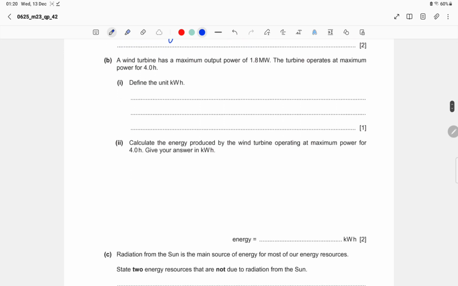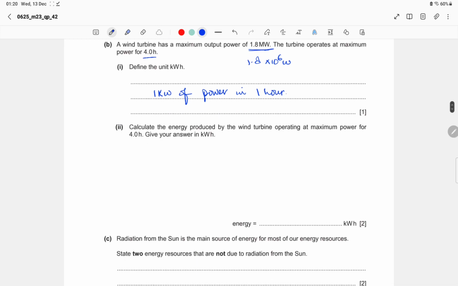Okay, a wind turbine has a maximum output of 1.8 times 10 to the power 6 watts. The turbine operates at maximum power for 4 hours. Define the unit of kilowatt hour. So it is 1 kilowatt of power in 1 hour. This is the simplest definition for this.